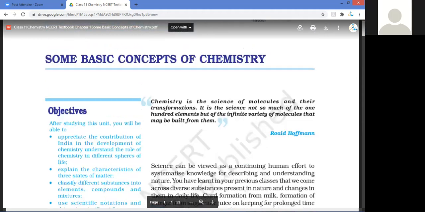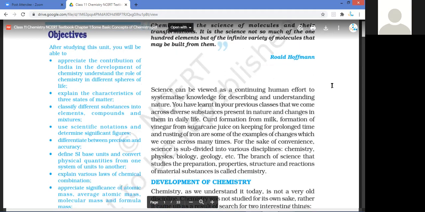It is describing and understanding nature. We learned in the previous classes the diverse substances present in nature and changes in them in daily life: curd formation from milk, formation of vinegar from sugarcane juice on keeping for prolonged time, and rusting of iron. By the way, you've seen the rusting of iron phenomenon in your house also, right? Yeah. Okay, for the sake of convenience, science is subdivided into various disciplines: chemistry, physics, biology, geology.